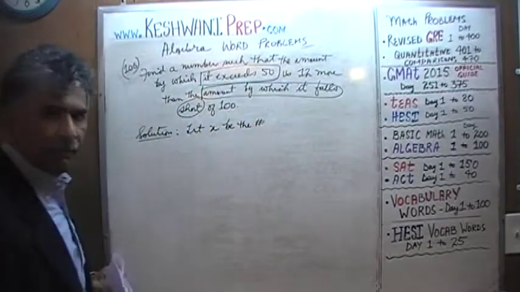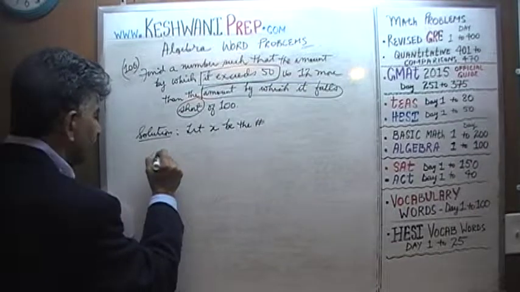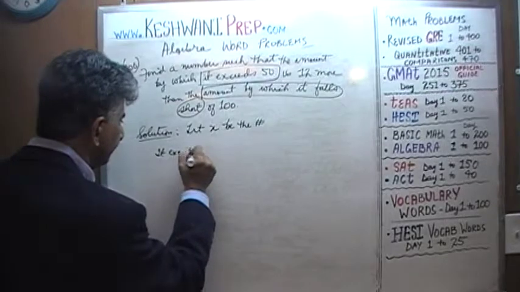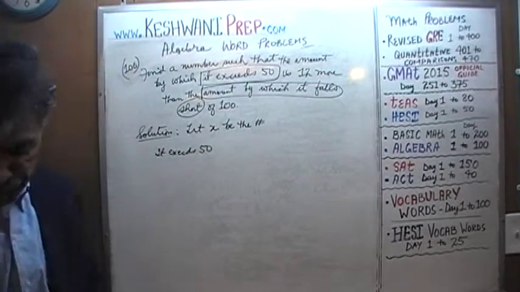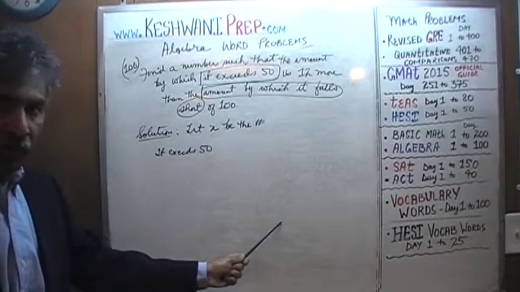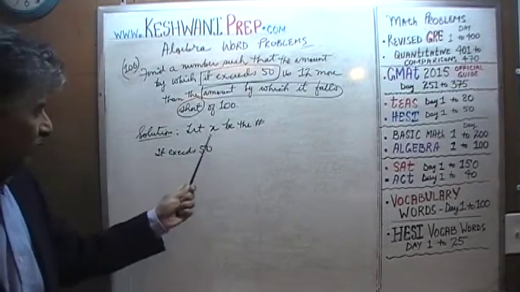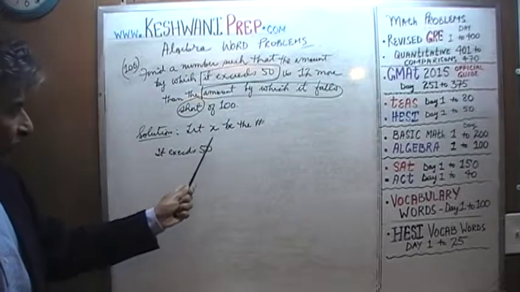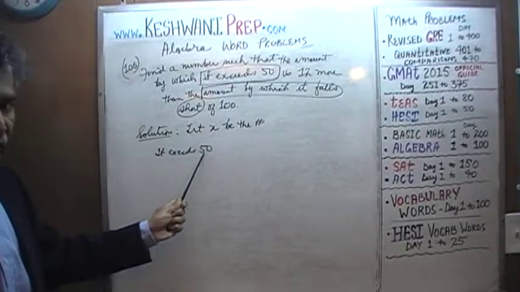Let x be the number. So, it exceeds 50 by how much? Pretend that x is some value. Just like before, when we pretended that it was 65. If x is 65, then it exceeds 50 by how much? If x happens to be 65, it exceeds 50 by 15.